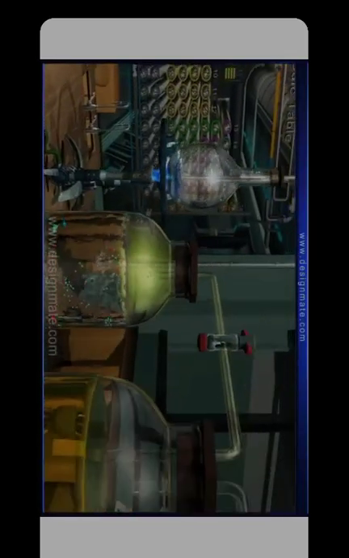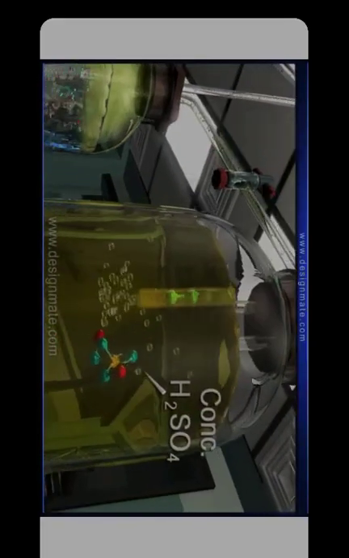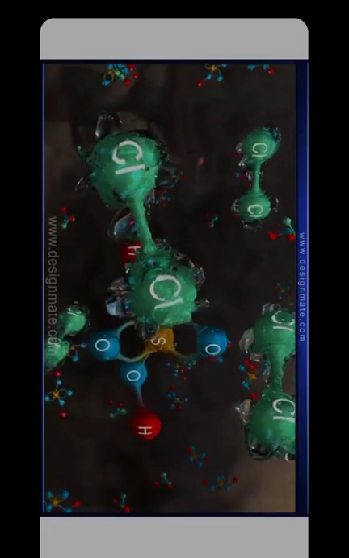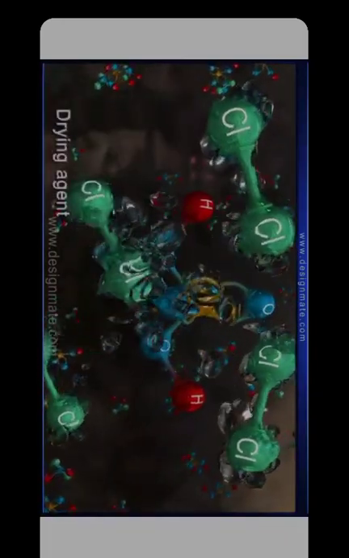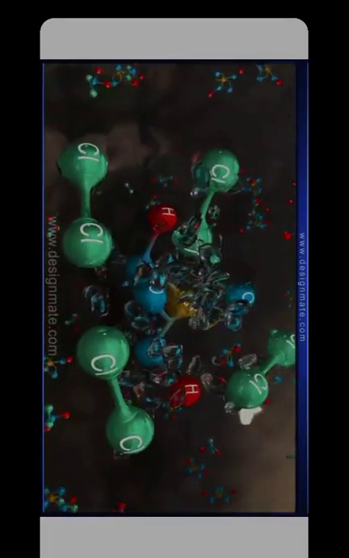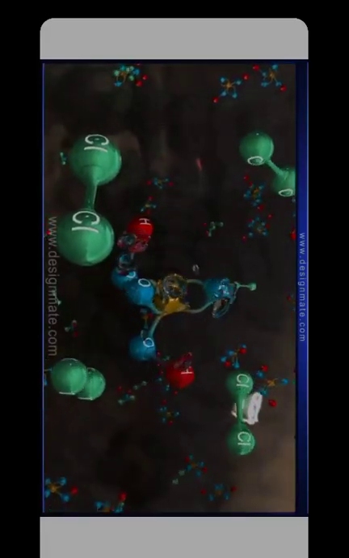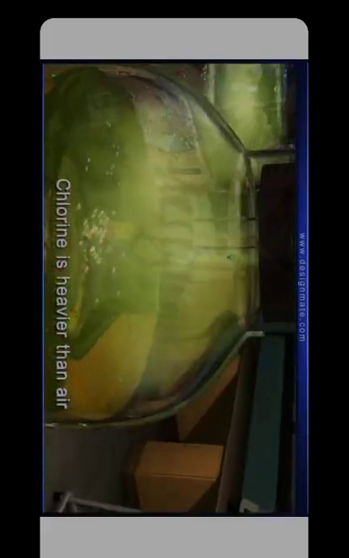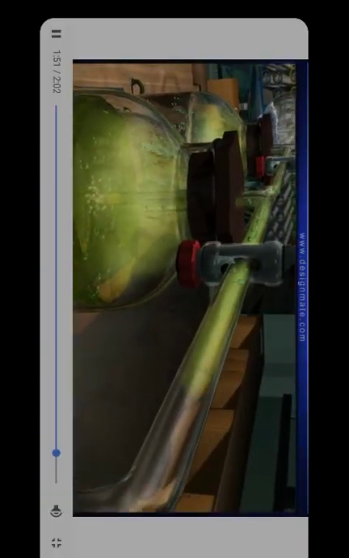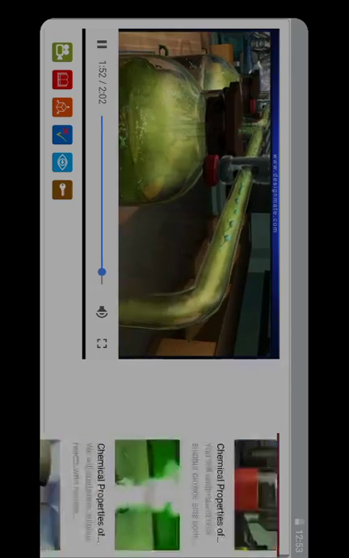The chlorine gas which emerges from the jar is wet due to the presence of water vapor in the gas stream. It is further purified by passing it through another jar filled with concentrated sulfuric acid. Concentrated sulfuric acid acts as a drying agent. It absorbs the moisture present in the chlorine and dries the gas. Since chlorine is heavier than air, it is collected by the upward displacement of air.